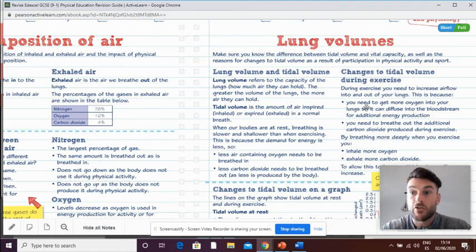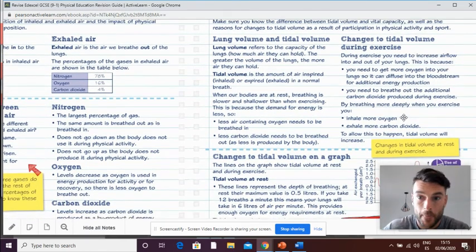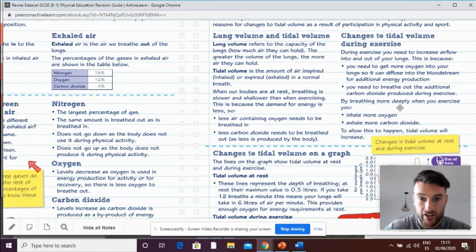During exercise, you need to increase airflow into and out of the lungs because you need to get more oxygen into your lungs so it can diffuse into the bloodstream for additional energy production, and you need to breathe out the additional carbon dioxide that is being produced by the muscles during exercise. By breathing more deeply when you exercise, you inhale more oxygen and exhale more carbon dioxide.